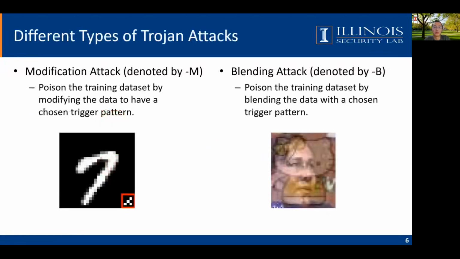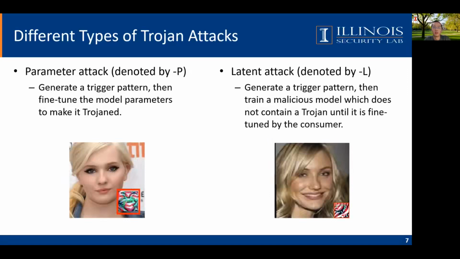Previous researchers have proposed different types of Trojan attacks. These two attacks are based on poisoning attack. The modification attack will do pixel modification, and the blending attack will blend an image pattern. There are also attacks without poisoning the training set. These two attacks will generate an optimized trigger pattern. The parameter attack will fine-tune a trained model, while the latent attack will train a model from scratch. And note that these attacks originally focus on image classification tasks, but also can be adapted to other fields.